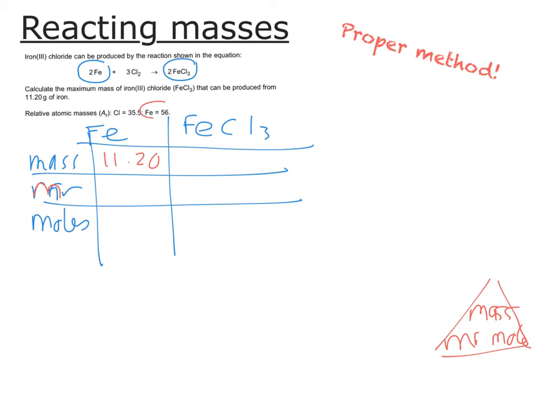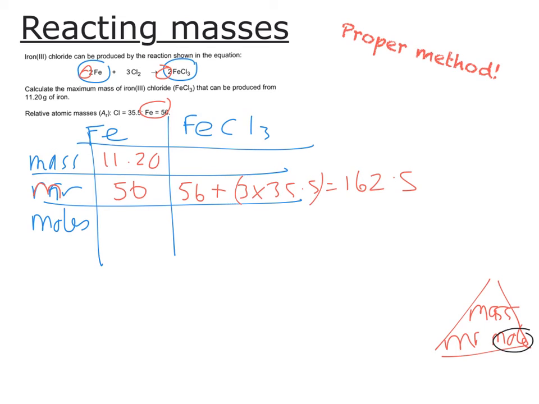So the AR of iron is 56. So we can write in here 56. And notice this time I'm not including the number of moles in this proper method because that comes into play a little bit later on. Okay, so I can now work out the MR of iron chloride. So for iron, it's 56 plus 3 chlorines, which is 35.5, multiplied by 3. And once you add all that together, it comes out as 162.5.